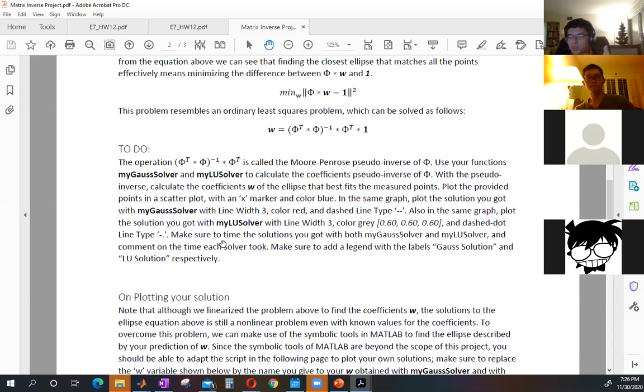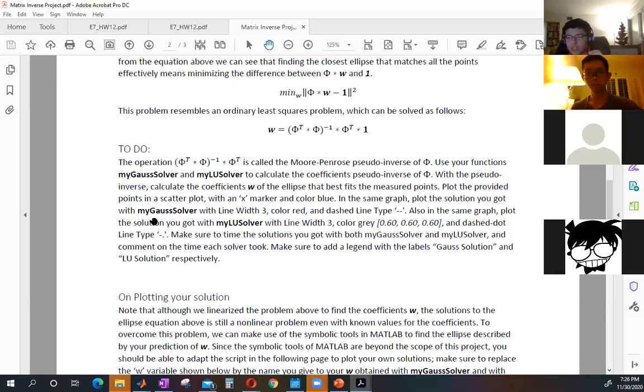Remember, you will have to do a presentation of this project. So we want you to time the solutions by using my Gauss solver and using my LU solver, and briefly comment on that. There's nothing more that you need to do. Just time them and tell us what you learn. And also make sure to label both solutions in the plot as Gauss solution and LU solution.